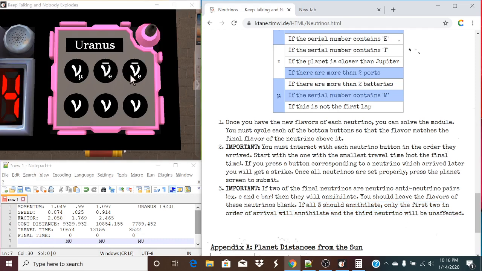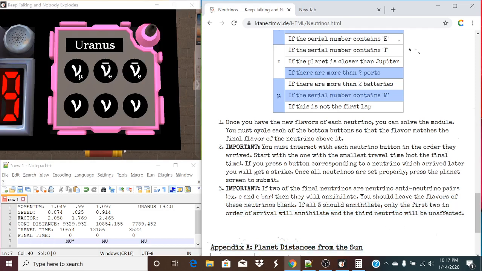Both of these are supposed to be antineutrinos, and this one is a regular neutrino. All 3 of them have the same result. So obviously we're going to be getting rid of the regular neutrino, but now we have 2 antineutrinos with mu. It says here, if all 3 should annihilate, only the first 2 in the order of their arrival will annihilate, and the 3rd neutrino will be unaffected.